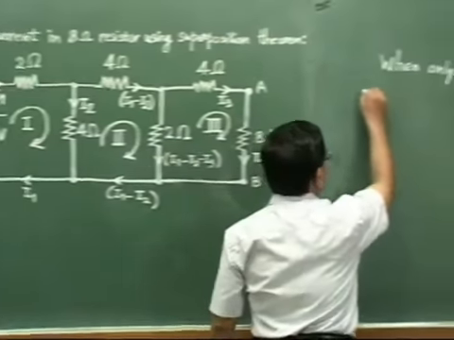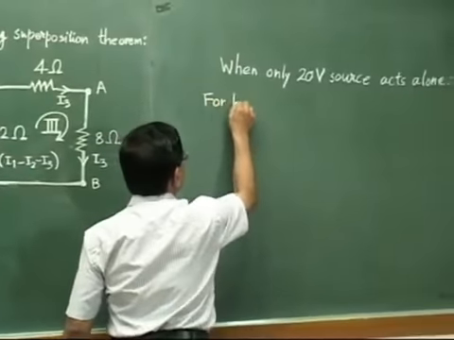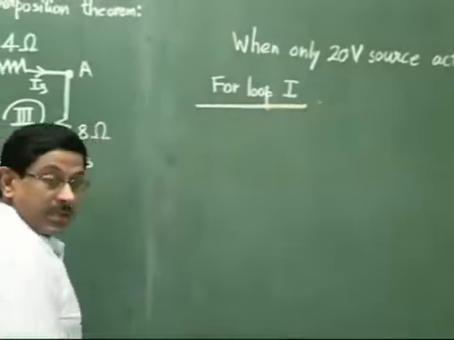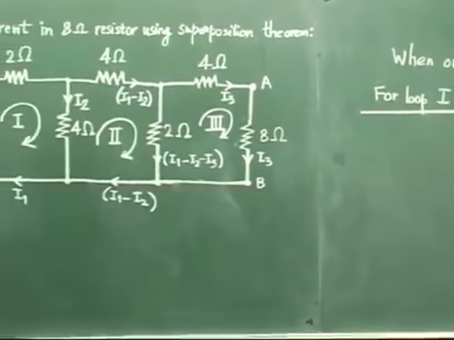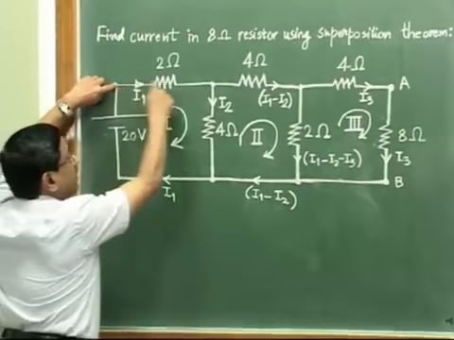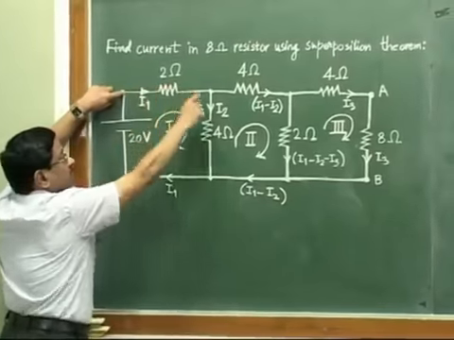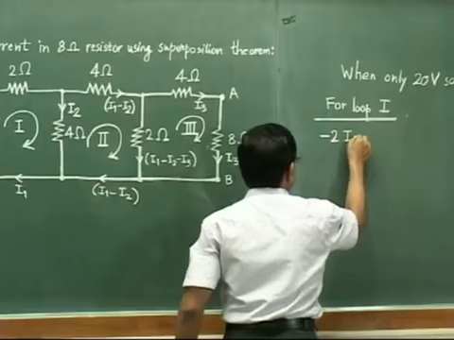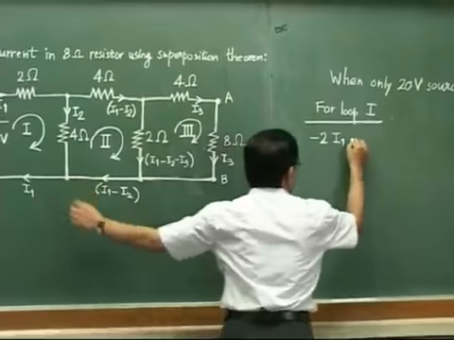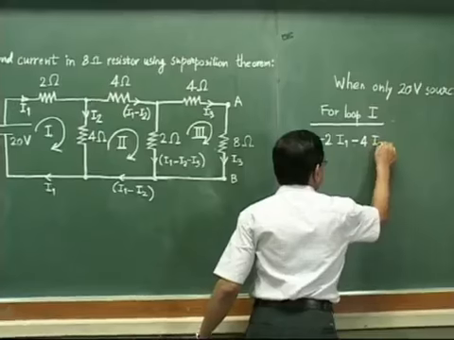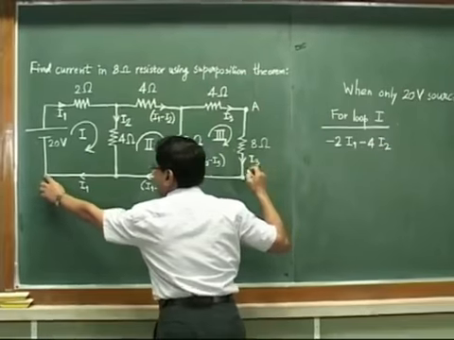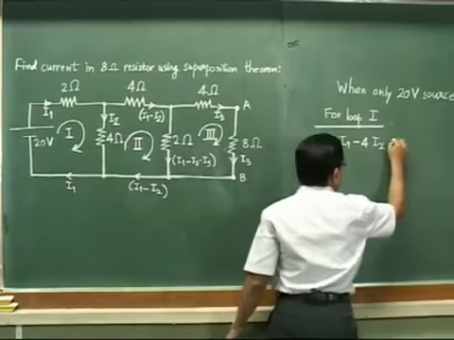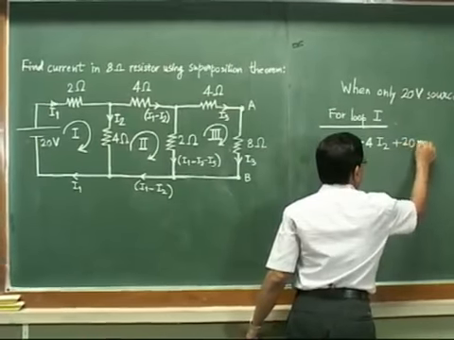For loop 1, what would be the equation? Let us travel clockwise as our usual practice. I will start from here and write this equation very fast. The first term will be minus 2I1. Then coming down it will be minus 4I2. Then from this to this, no component, so no question of voltage rise or drop. And from this to this, it will be plus 20. So plus 20 equal to 0.